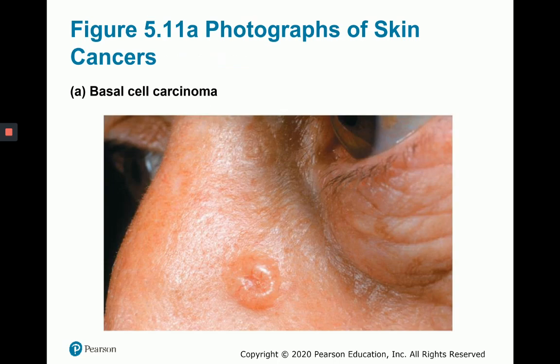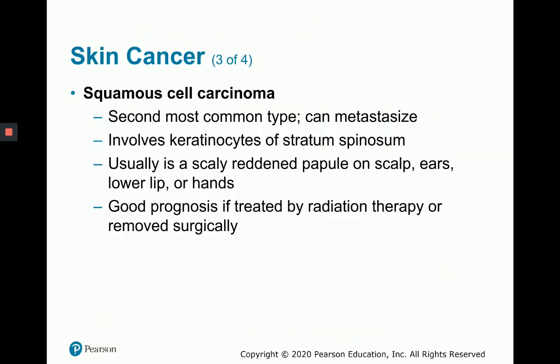Here is a basal cell carcinoma tumor on the left side of this individual's nose. Then there is squamous cell carcinoma, which is the second most common type, and it can metastasize, so it's a little bit more dangerous. It involves the keratinocytes of stratum spinosum, as opposed to the basal cell carcinoma we just looked at, which involves stratum basal.